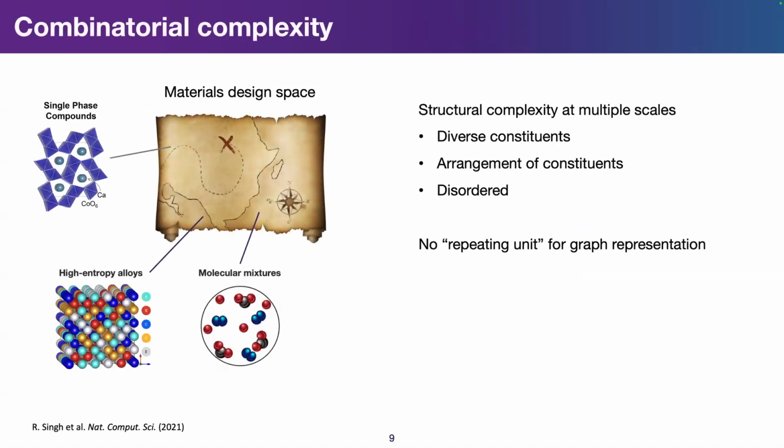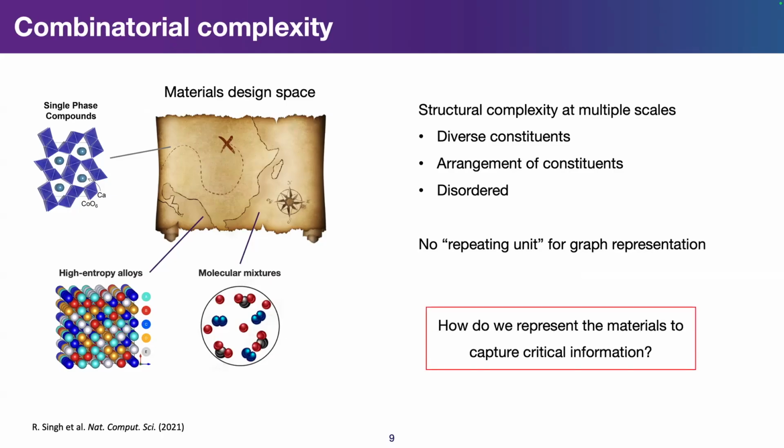Let's revisit the material design space. Some points there are single phase compounds, which are relatively simple for a graph representation, but some, like high entropy alloys and molecular mixtures, are what we call combinatorial material systems. They have a structural complexity at multiple scales. They consist of diverse constituents, and there are various ways of arranging these constituents, and they are often disordered. The key challenge here is we don't have a repeating unit in this structure for a graph representation to be applicable. So this brings us to my first research question: how do we represent the materials to capture the critical information?